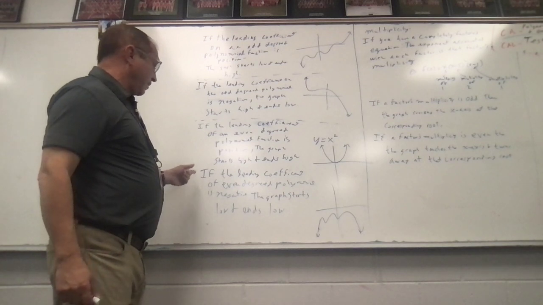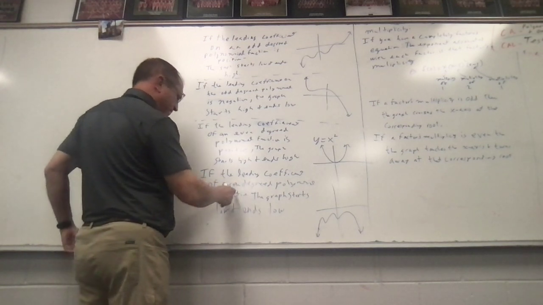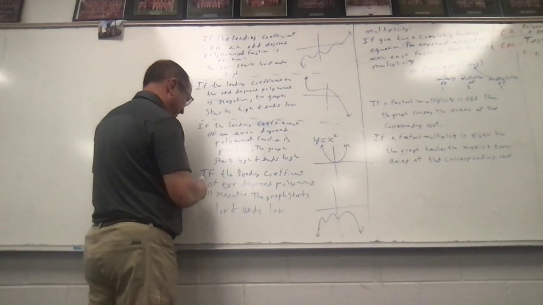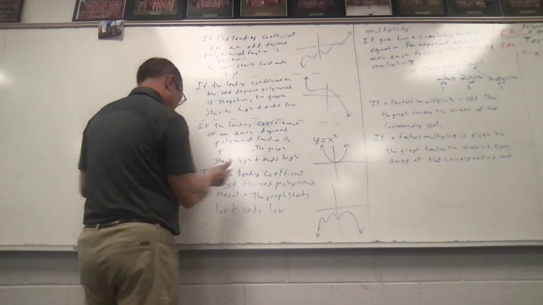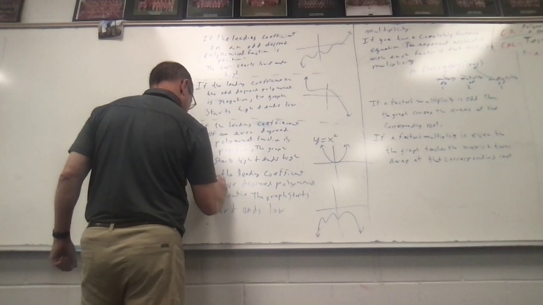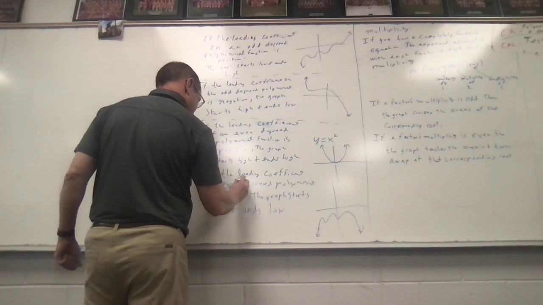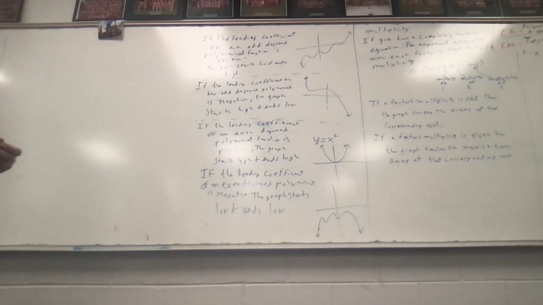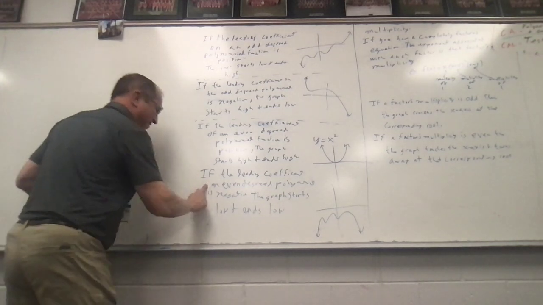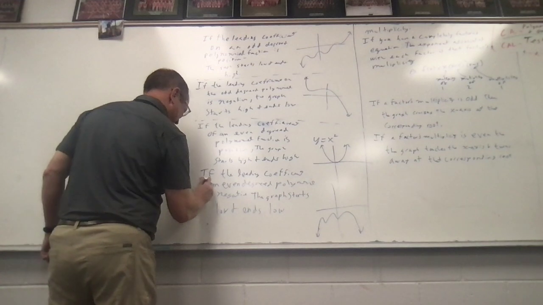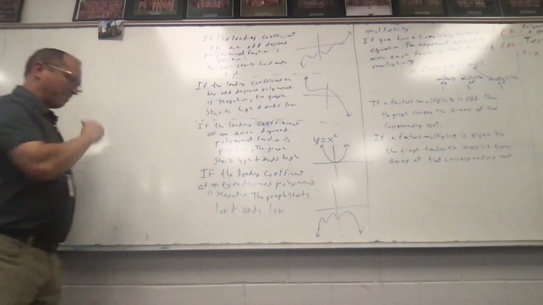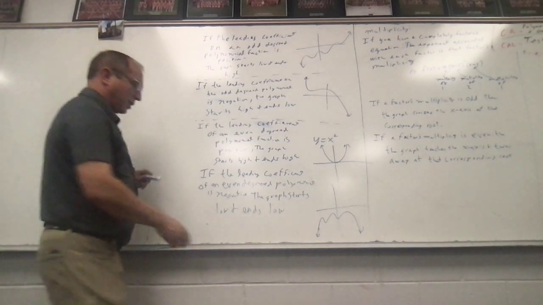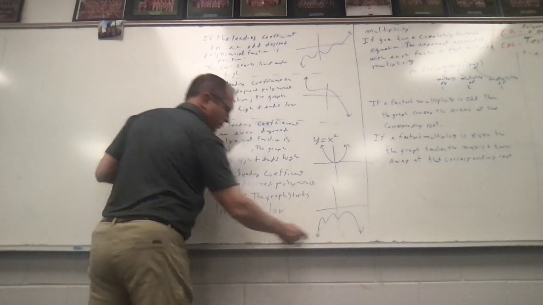If the leading coefficient of an even degree polynomial is negative, the graph starts low and it ends low.